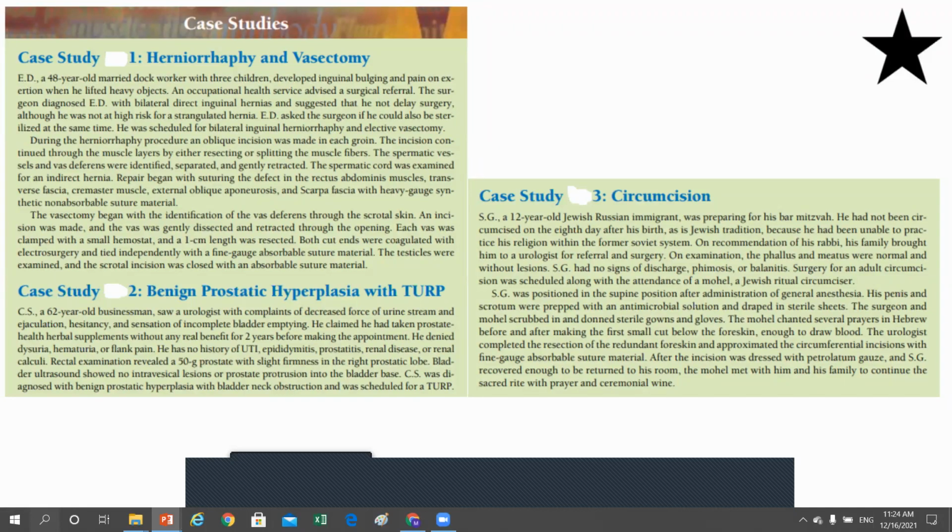Stone can also be in some other place. In the GIT system, we have talked about this. Where can stone be in the GIT system? And the gallbladder. Yes, gallbladder. We use the term cholelithiasis. So he is not having such a problem.